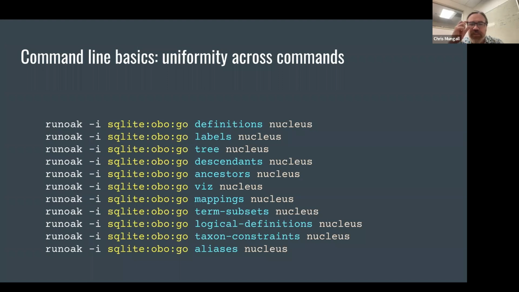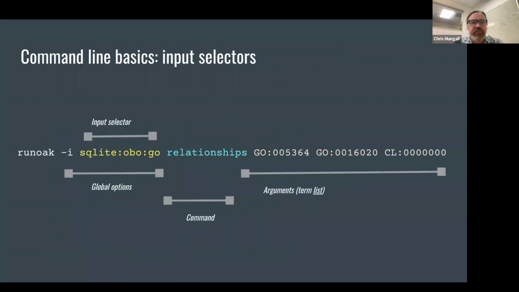This shows some examples of other kinds of lookup queries, looking for definitions, labels, doing tree visualization, finding all descendants. We'll get to some of these commands in a moment. As well as being able to provide individual IDs or labels, you can actually specify term lists. In this particular case, we've provided 3 different Go IDs that we're asking for relationships for.